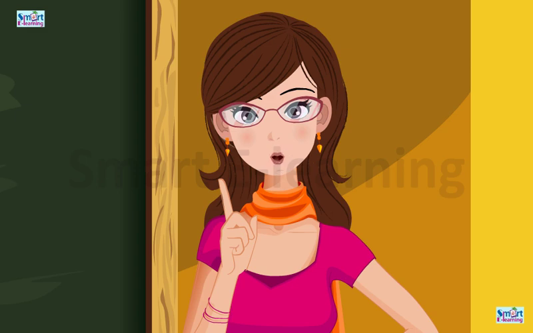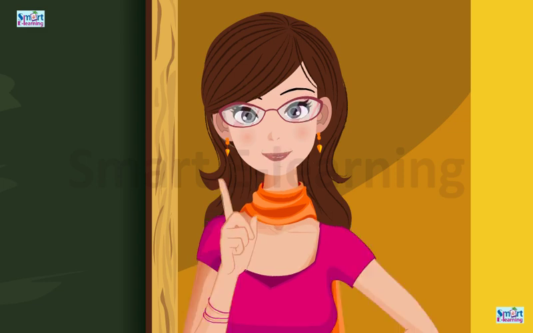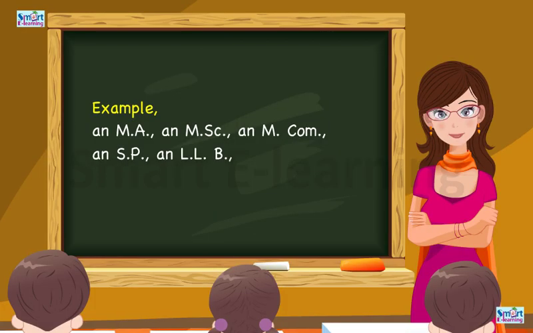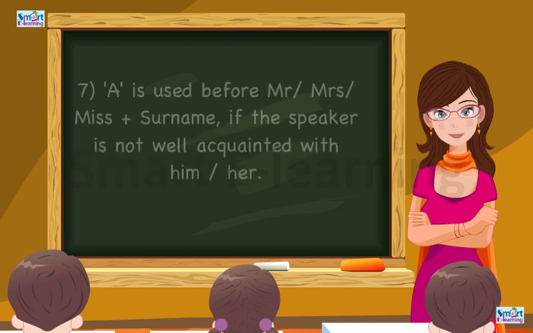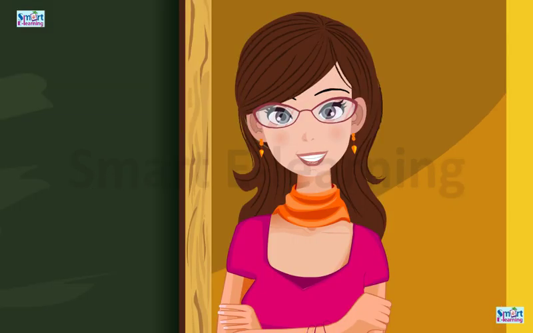Before abbreviated form of degrees and posts. If the word begins with a vowel sound, then an is used. If the word begins with a consonant sound, then a is used. Example: an ME, an MSc, an MCom, an SP, an LLB. A is used before Mr., Mrs., Miss plus surname if the speaker is not well acquainted with him or her. A Mr. Verma, a Mrs. Mathur, etc.